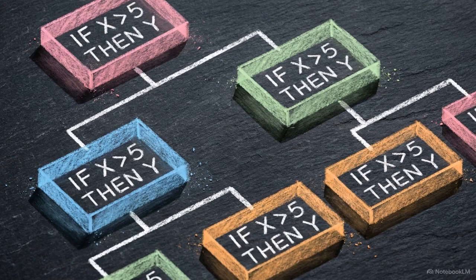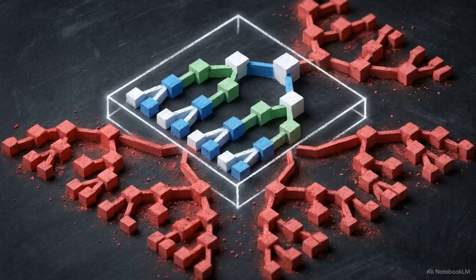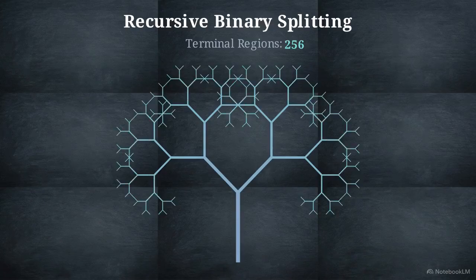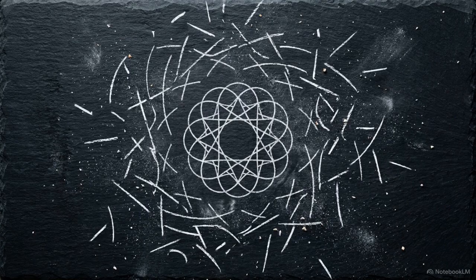To master modern tabular machine learning, we have to look inside this model. We need to derive its splitting criteria, expose its fatal variance flaw, and see how mathematical regularization saves it from itself. We will see that the same recursive process that allows the tree to fit complex data also provides the exact mechanism for its eventual instability.